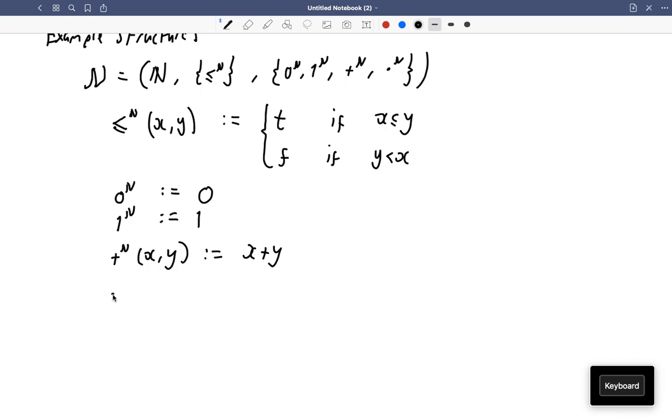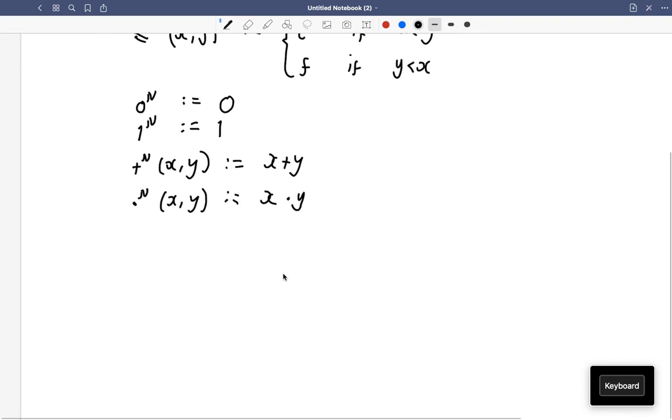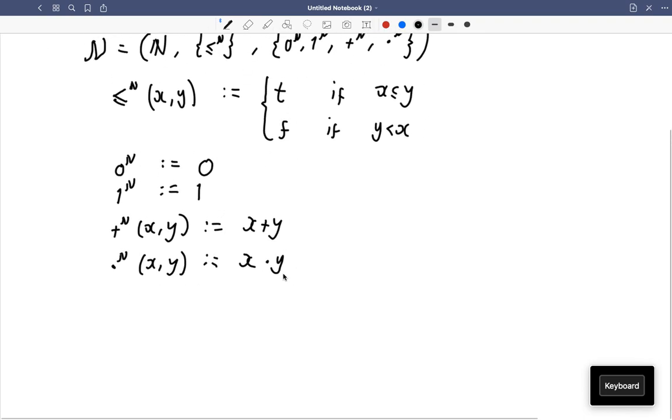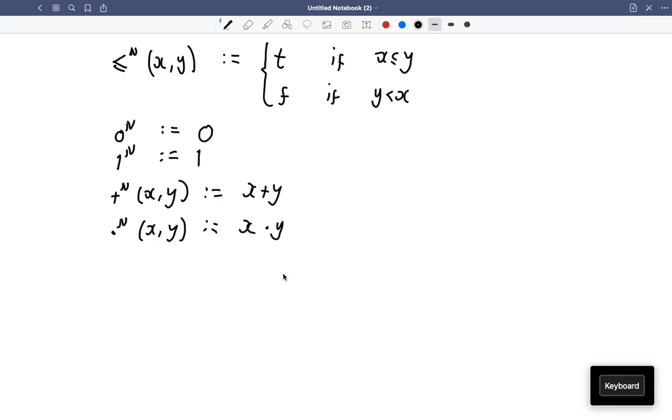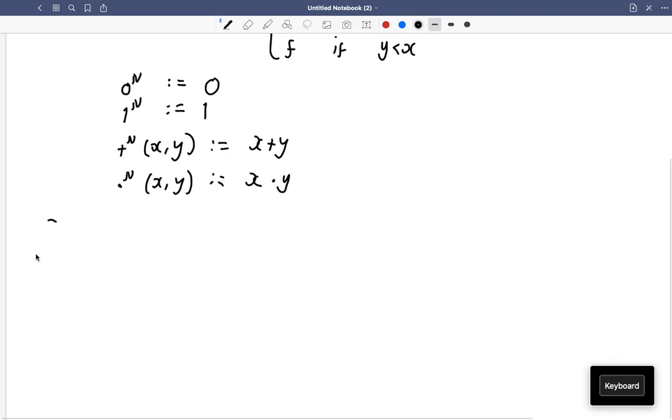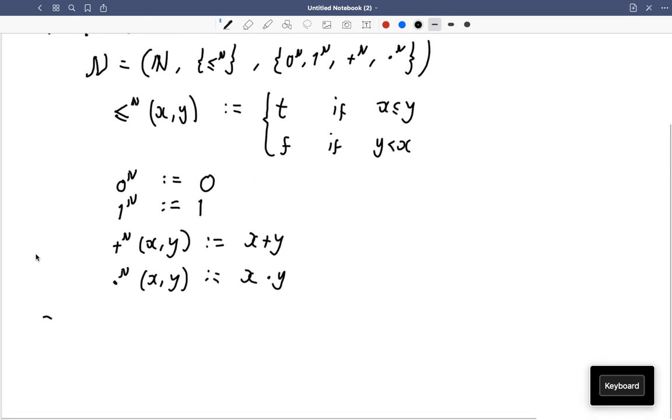And times, the multiplication in N, of course, the natural interpretation is, again, because we have a natural multiplication operation, going to be x times y. Okay, so that's one example structure. Another, let's see how much space we've got.